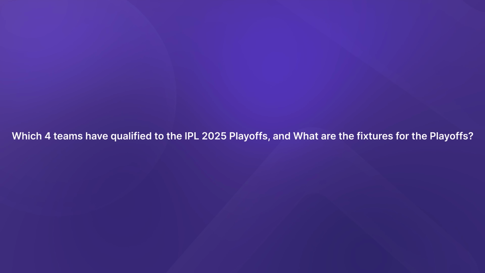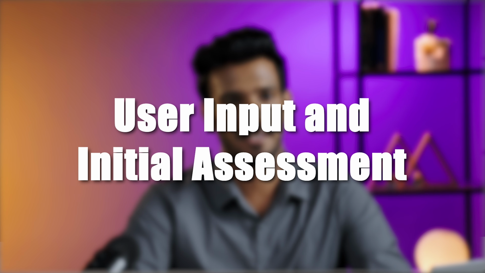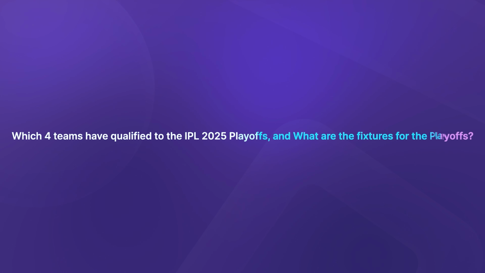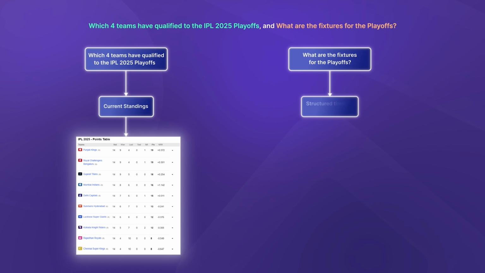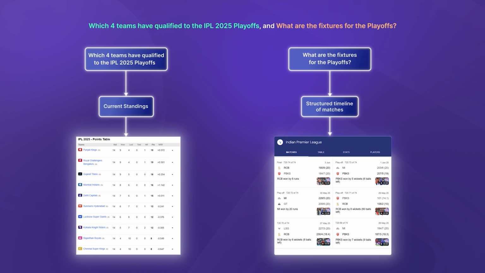Let's use our IPL example again. You ask, which 4 teams have qualified to the IPL 2025 playoffs? And what are the fixtures for the playoffs? Here's how Agentic RAG handles it. User input and initial assessment. The system analyzes your question and realizes this is a 2-part query. You need the current standings and a structured timeline of key matches.